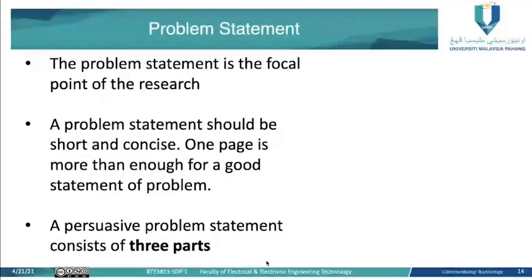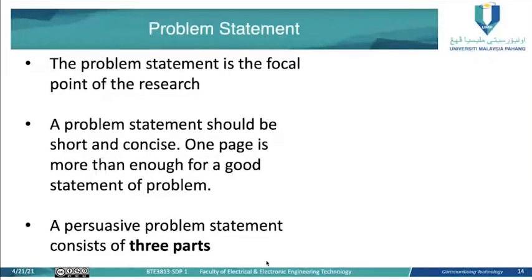Don't say, oh, it's a problem of my supervisor. No, it's not like this. It's not your problem or his problem. It's a problem of the research community. As we mentioned before, one page is more than enough for a problem statement, and it can be 1.5 pages if you write three to four paragraphs. But usually three paragraphs is more than enough for a problem statement.